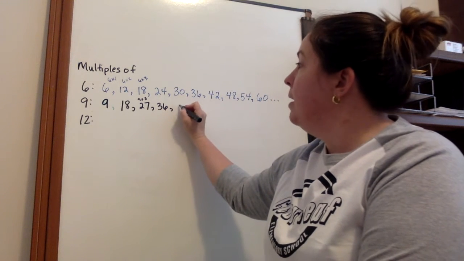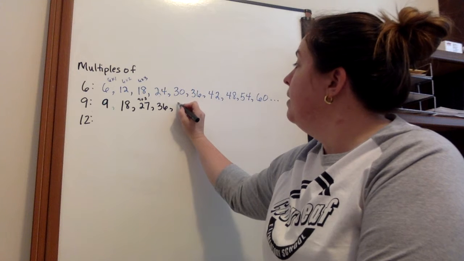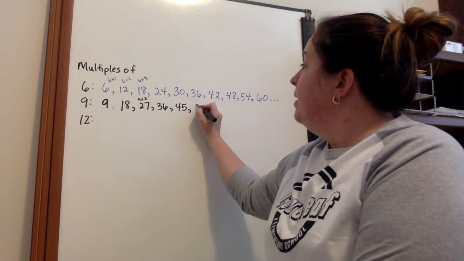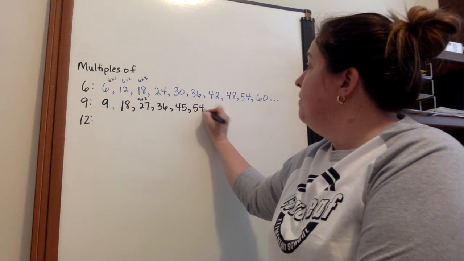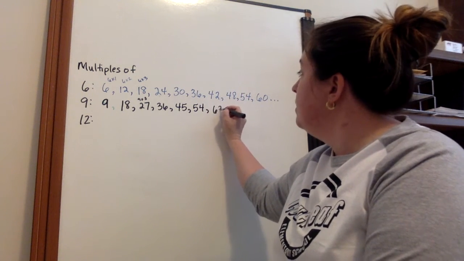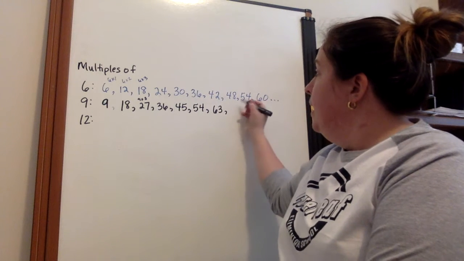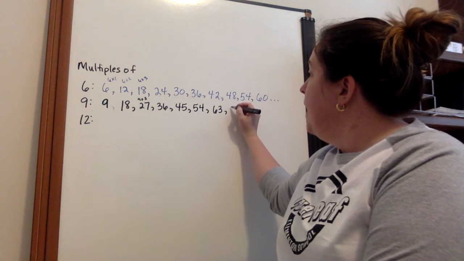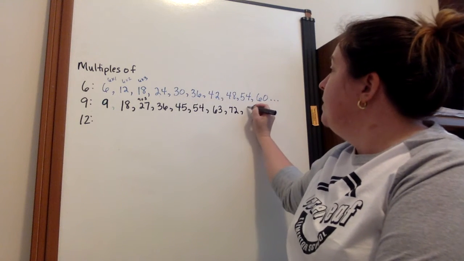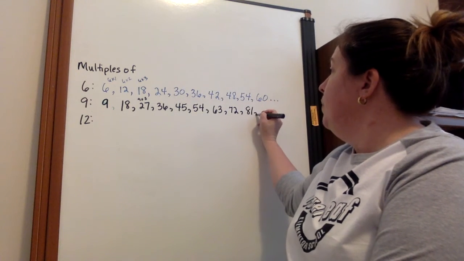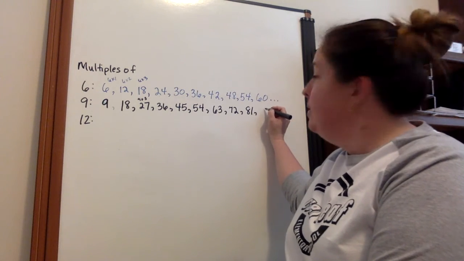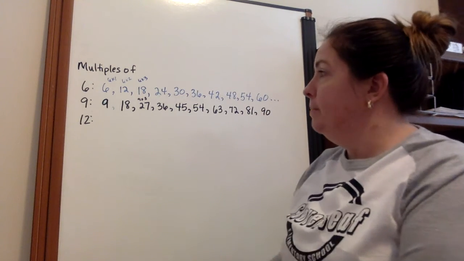9 times 5 is 45. 9 times 6 is 54. 9 times 7 is 63. 9 times 8 is 72. 9 times 9 is 81. And 9 times 10 is 90.